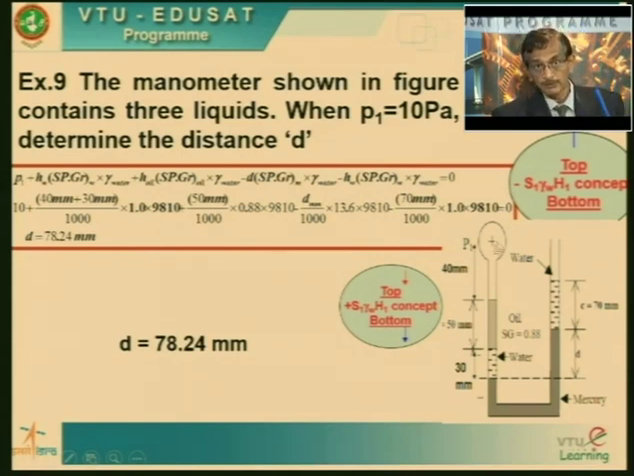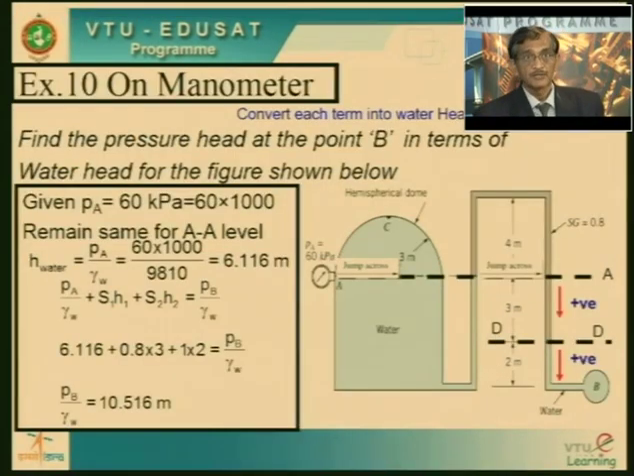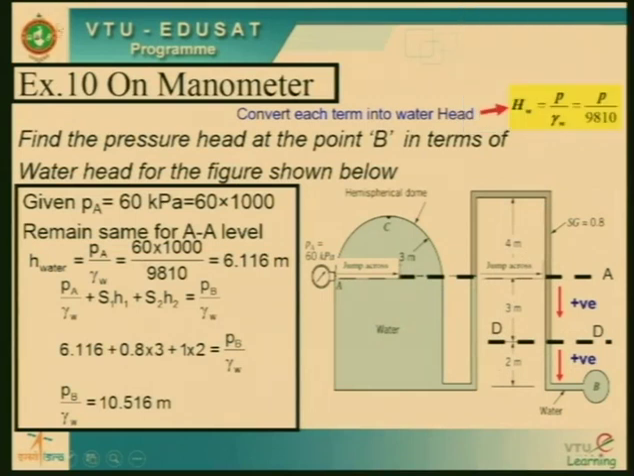Starting from the top, the moment you come down, it is 10 Pascal plus height of the water into 9810 into 1 plus 50 divided by 1000 into 0.88, like that we go on doing it, and ultimately we get the answer as D value as 78.24. Is it okay?